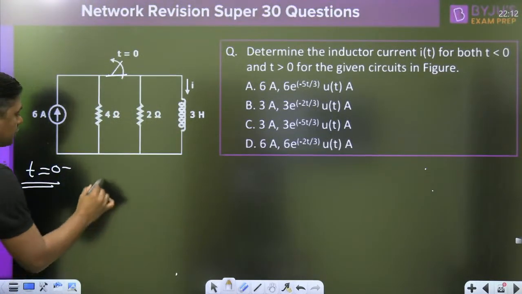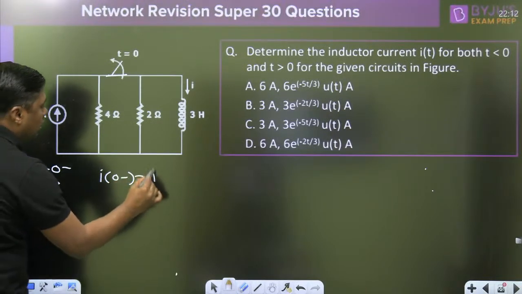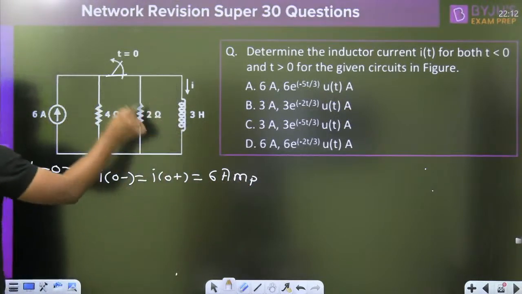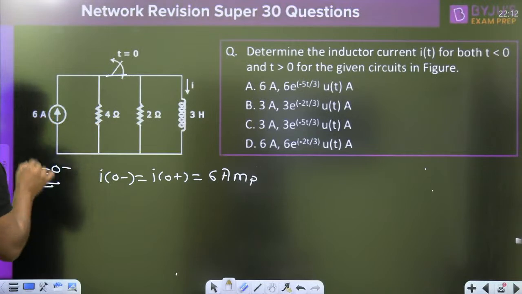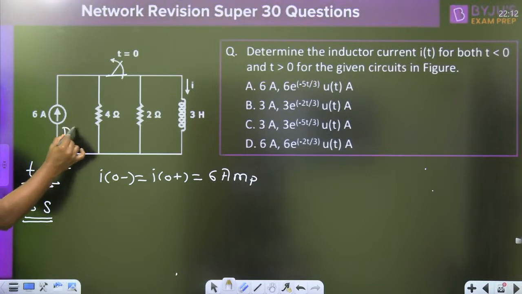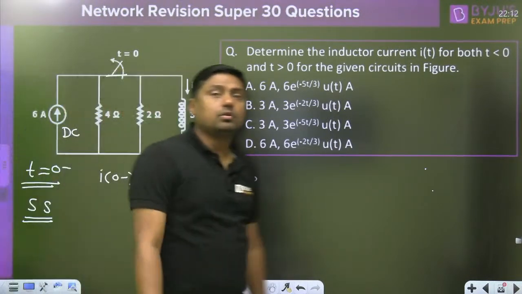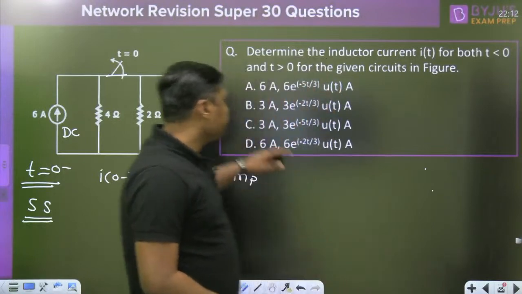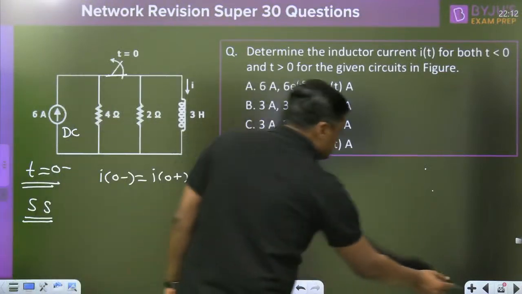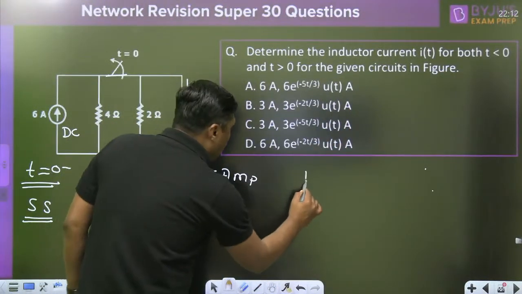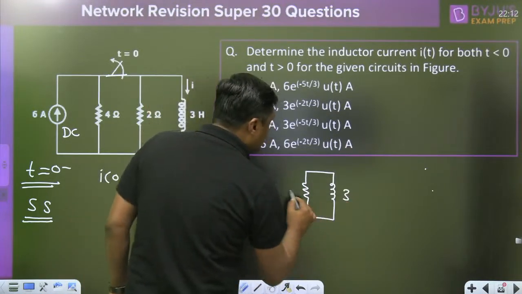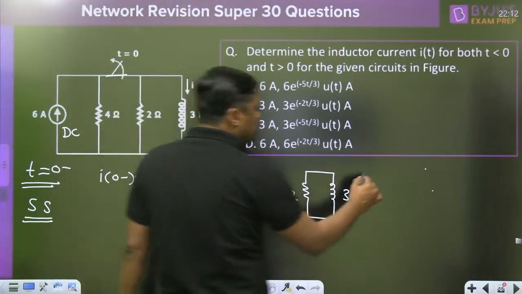So what is the initial current through the inductor? I0 negative is equal to what? I0 positive is equal to what? 6 ampere, because this inductor will act as short circuit exactly at 0 negative. Always remember, circuit will be in steady state and this is the DC current. For DC, inductor will act as what? Short circuit. Second thing, what is the equation? Now after t greater than 0, this will be 2 ohm and that is the inductor, that is 3 Henry, and this is the 2 ohm only. So what is the time constant of this circuit?